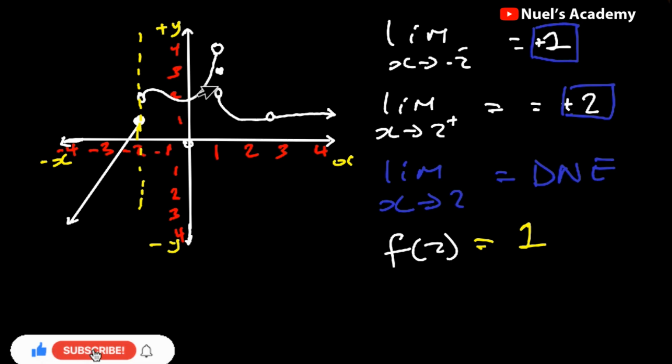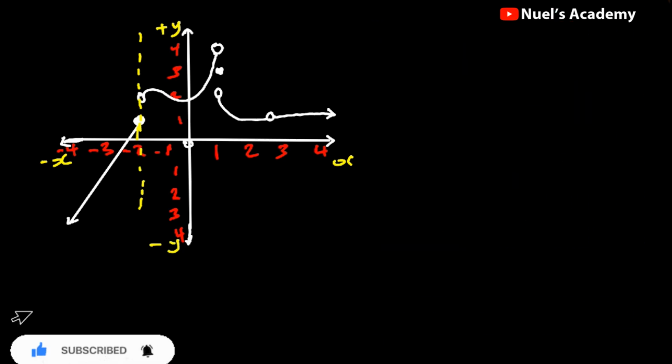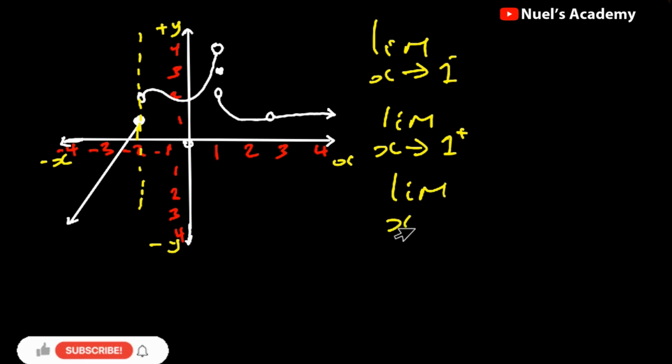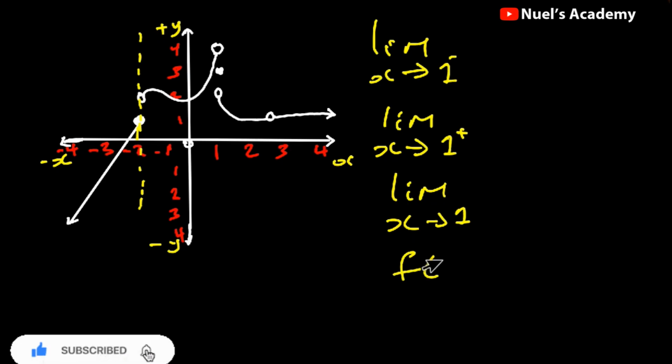Another question we're going to solve is when x approaches 1. Let's find the limit and know if the limit exists or does not exist. So the limit as x approaches 1, we're going to be looking at it from the left-hand side and also from the right-hand side. Then we're also going to find the value of f of x at 1. Here, the limit as x approaches 1 from the left-hand side, we're going to follow this curve from the left-hand side.